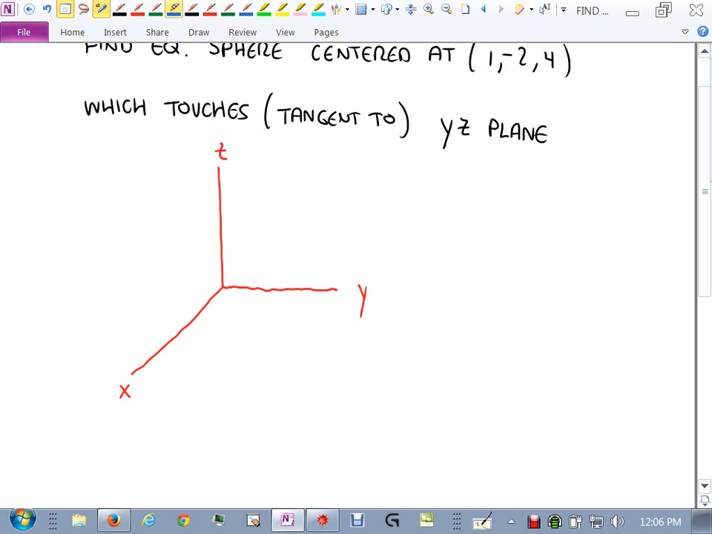Now keep in mind that the y-axis does extend this way too, but that's the negative y direction. The negative x direction is this way, and then the negative z goes down like this. Everyone see that? That's one way to do it.